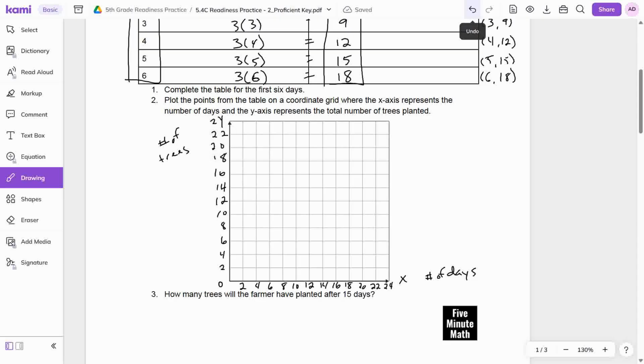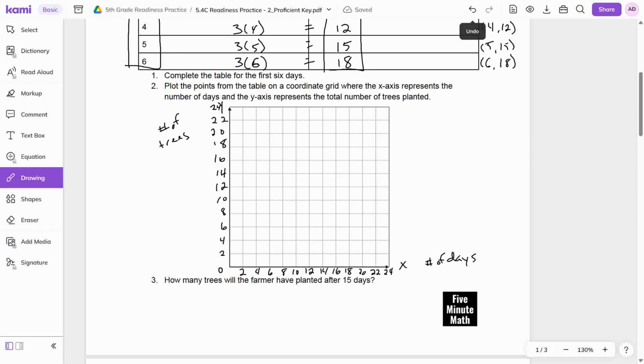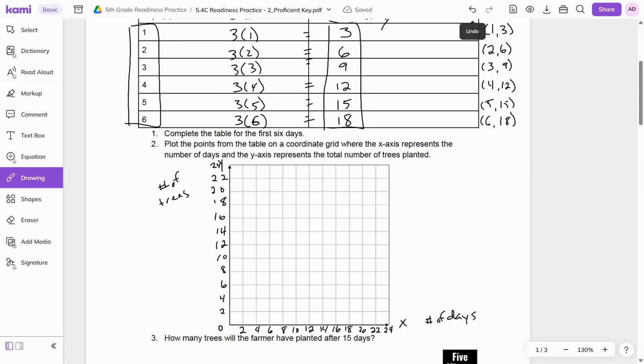So now that we've got our points here, we are going to just plot them. So I've got a 1, 3. Let's put that there. So my 1 and my 3 is going to actually be right kind of in the middle of that square. My 2, 6 is going to jump up here. And then I've got my 3, 9. I've got my 4, 12. You notice these are kind of going in a straight line. We're not going to connect the dots, but you can tell that there definitely is a line if we were to connect these. So that would be my 6 points.